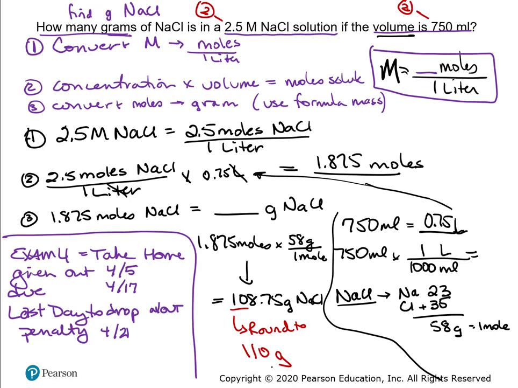Right? Remember, zeros out front are never significant. Zeros at the end are not significant unless there's a decimal place. I need to keep this. You see that I can't round this to 11. 108 would round up to 110. I have to keep that 0 to show the size of the number. So there'd be 110 grams of sodium chloride in that solution.